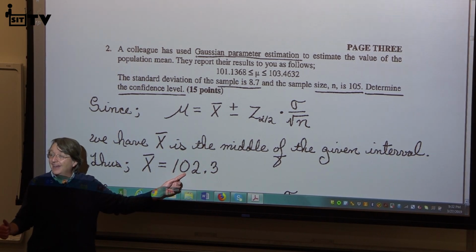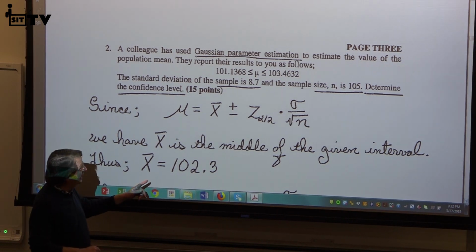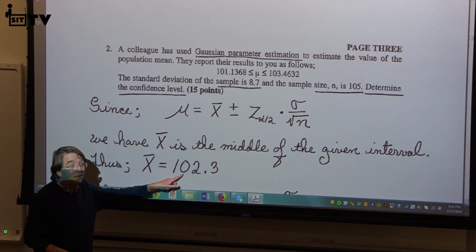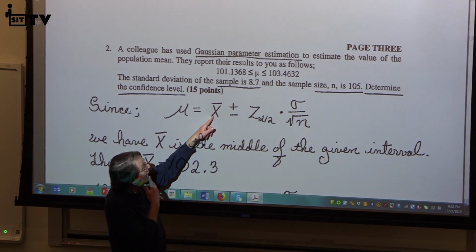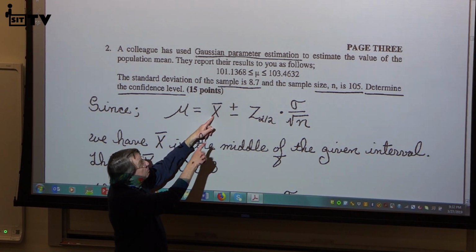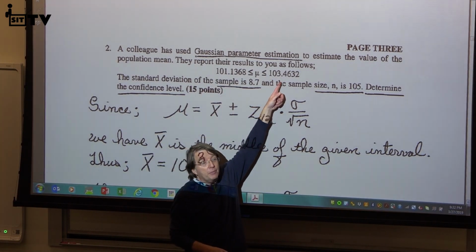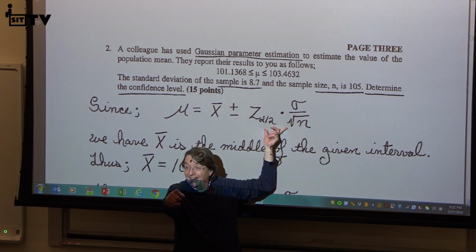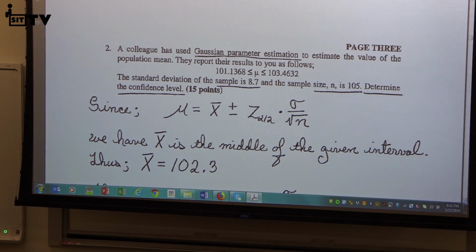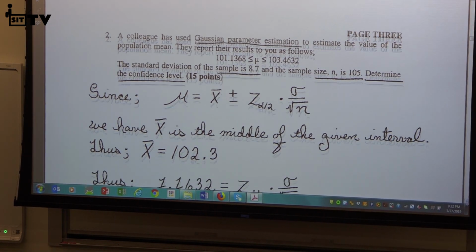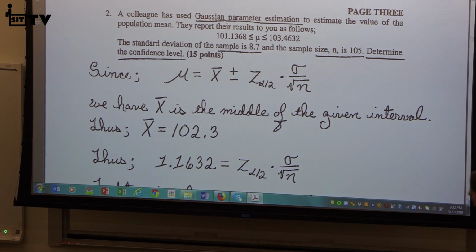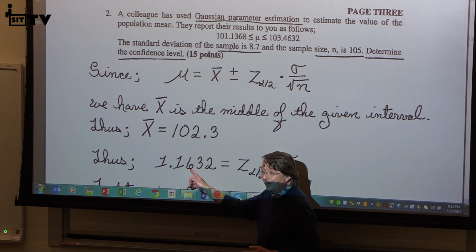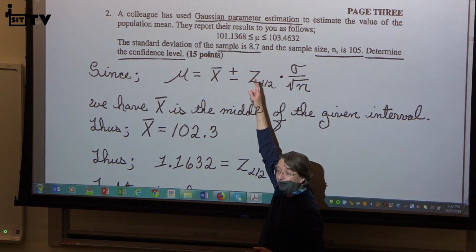Am I doing okay? Now, what happens next is I say, wait a minute. I know X bar is 102.3. So, okay, that goes there. All right, 102.3 plus what gives us 103.4632. You see, that's going to be the plus and minus. All right? So what I do is I make it a little bit challenging here, but I say, look, 102.3 plus and minus this number gives us that range up on top.